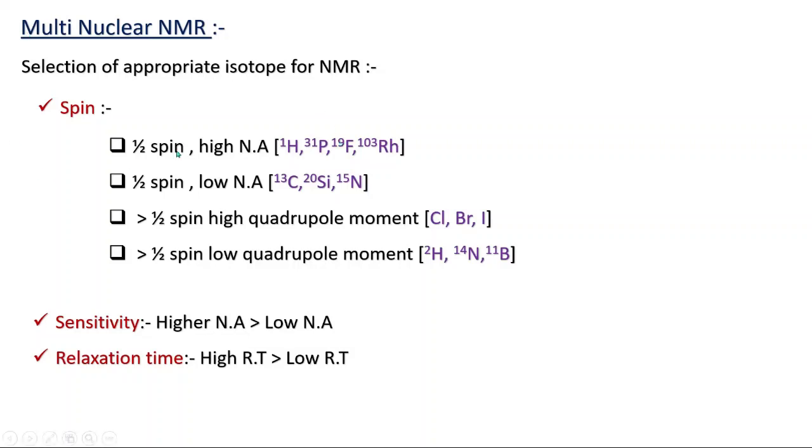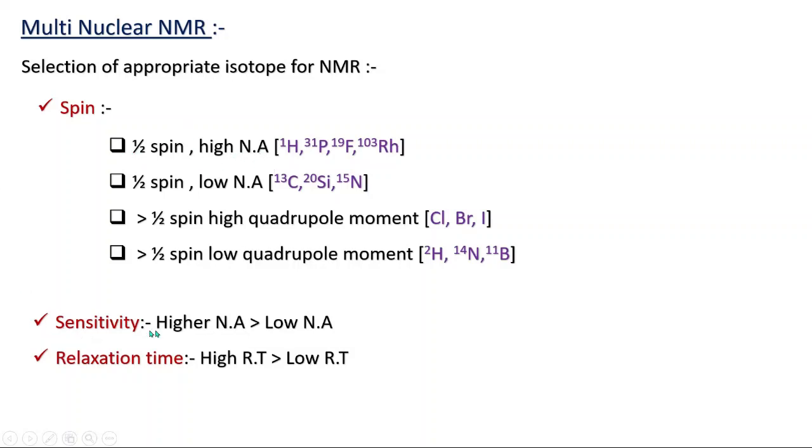First we have to select the spin value. Among spins like half, 3/2, 5/2, 7/2, which spin gets greater priority? Spin half will be given a higher preference than any other spin value. And if I have a spin half nucleus with high natural abundance, that may be proton, phosphorus, fluorine or rhodium, versus low natural abundance like carbon, silicon, nitrogen, then because both are spin half, I will give higher priority to the spin half with higher abundance.